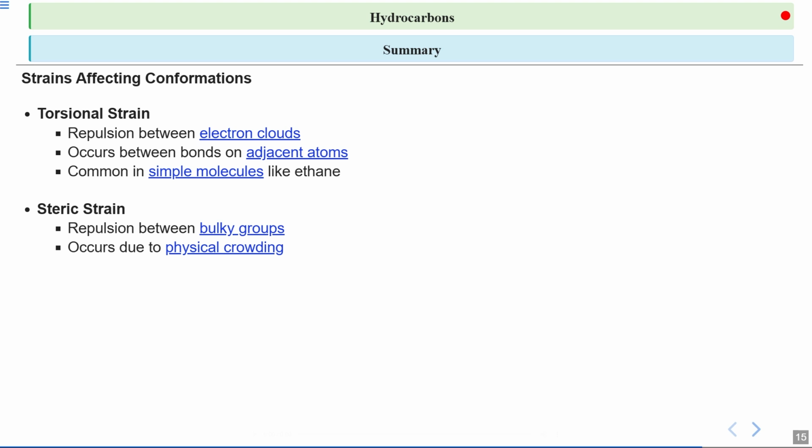Now we see that steric strain occurs due to physical crowding. This is like when you try to fit too many people in a small room and they start bumping into each other, right? And this is common in the case of larger molecules.